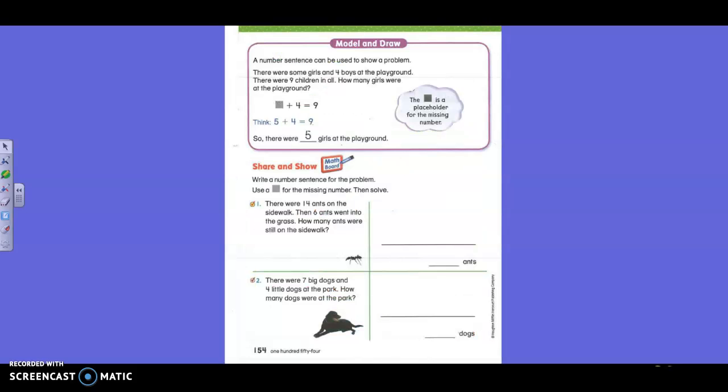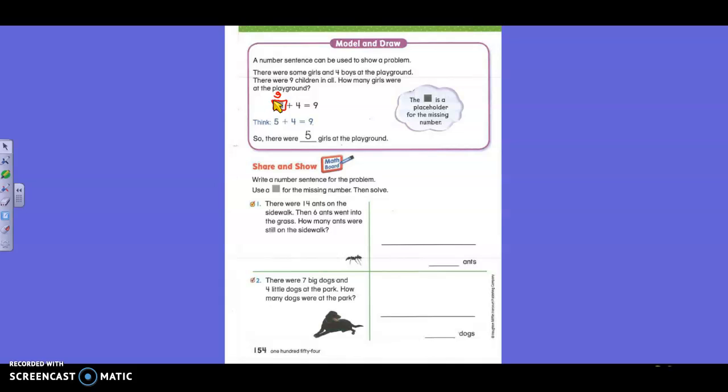Okay, the next page. I'm looking up here at the directions. All of you should be following along. A number sentence can be used to show a problem. This is their problem. There were some girls and 4 boys at the playground. There were 9 children in all. How many girls were on the playground? Okay, this number should be the girls. We don't know that number, so instead of putting a blank, guys, they put a box. Okay? So when we find information that we don't have, we are going to put a box there.